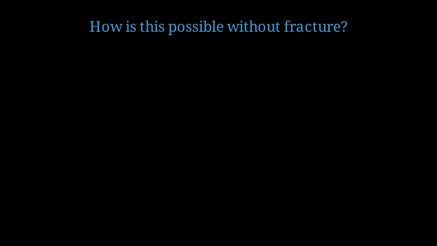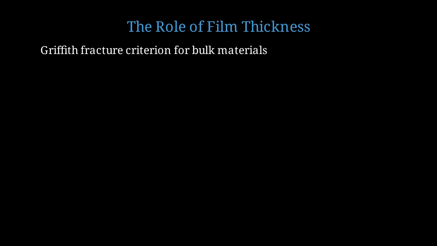This brings us to the role of film thickness. The key insight is that as the film becomes thinner, the energy required to create a crack increases relative to the stored elastic energy. In bulk materials, we use the Griffith fracture criterion. A crack will propagate when the elastic energy released exceeds the surface energy cost of creating new crack surfaces. The fracture stress sigma_F equals the square root of 2Eγ divided by πa. Here, gamma is the surface energy per unit area, and a is the crack length.